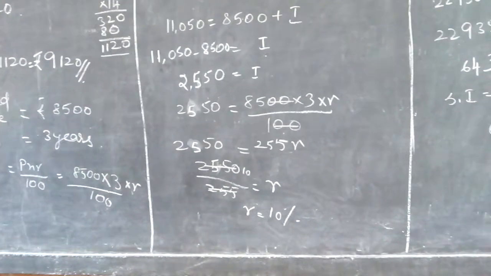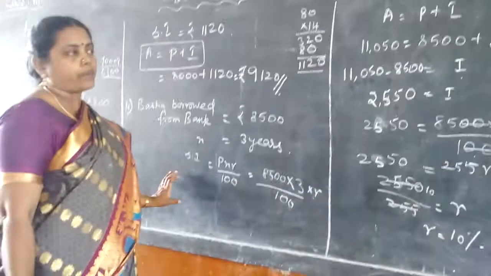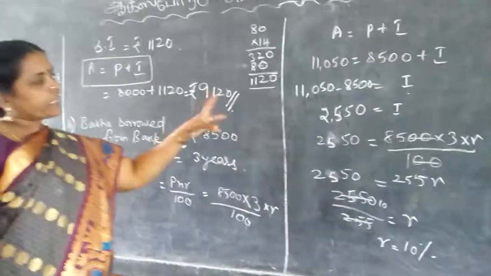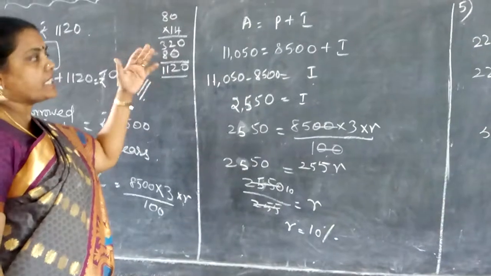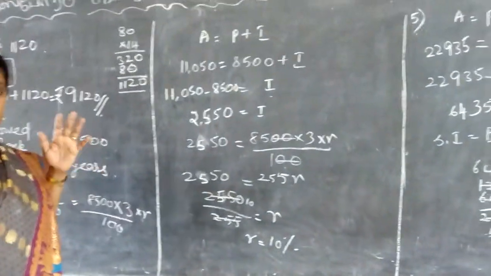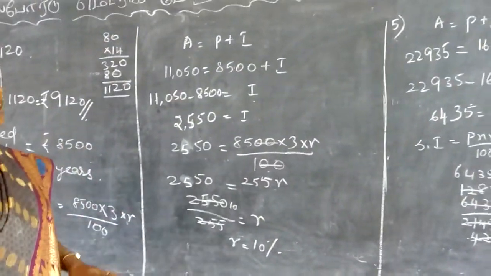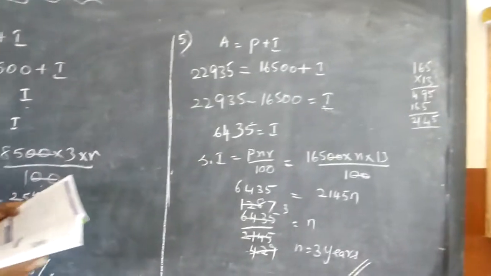Is it clear? Whatever is given, we have to write one by one, then find what we have to find out. So you have to think a little bit. You should read the question at least twice or thrice for better understanding. Now the next question is the fifth question.